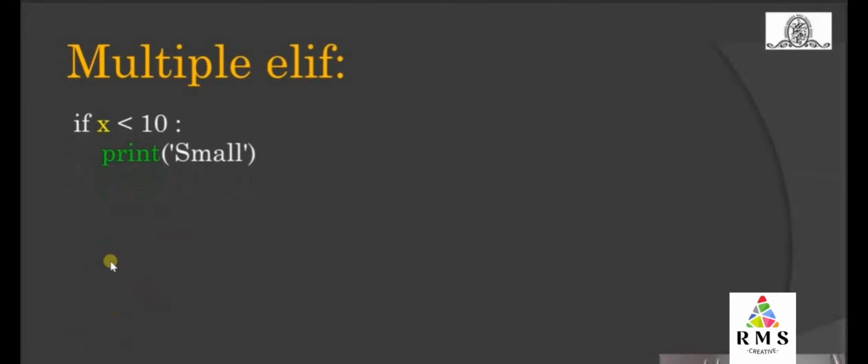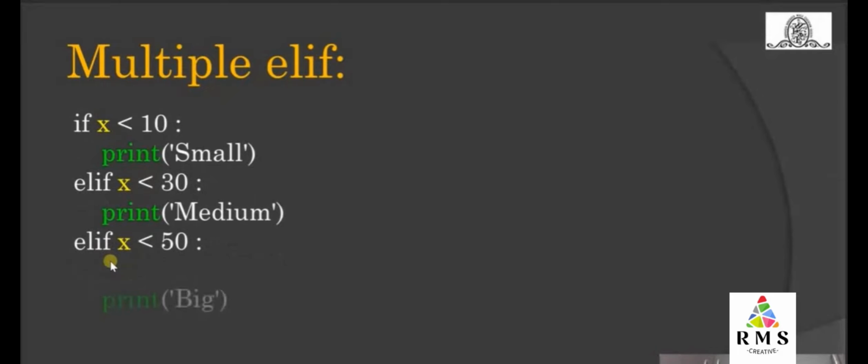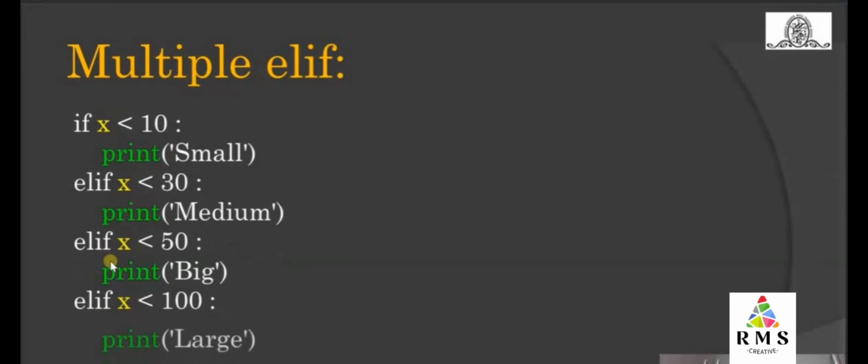Multiple elif, this is also possible. If x less than 10, print small, elif, medium. We can give multiple conditions, else print huge. Friends, as you can see, I have used multiple elif statements. Just try to understand the execution of this properly. Okay, if x is less than 10, okay, this number is small, so small will be printed.